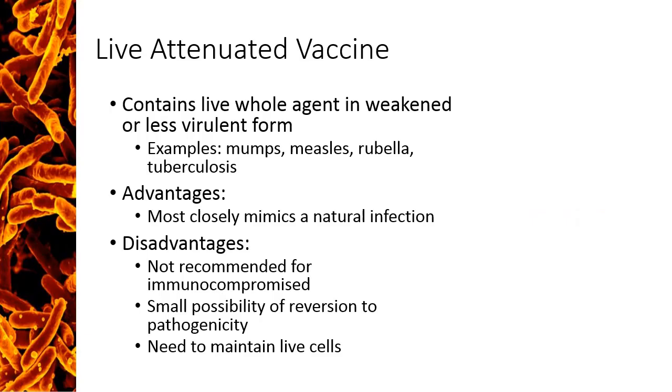The first vaccine we'll talk about are the live attenuated vaccines. These tend to be one of the more common, and they tend to also most closely mimic a natural infection. So they tend to be some of the best vaccines at actually activating an adaptive immune response. These vaccines are going to be living cells.